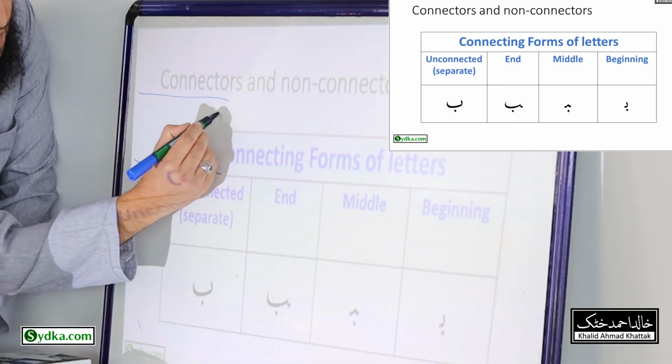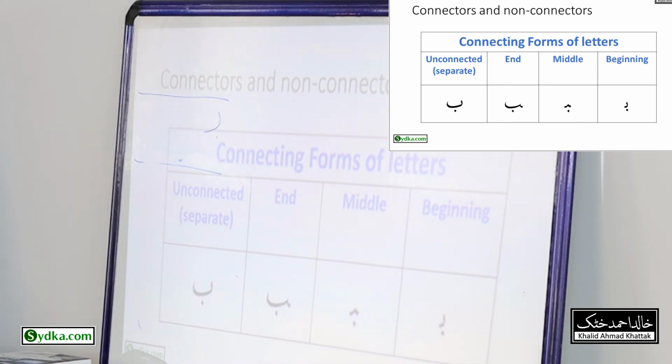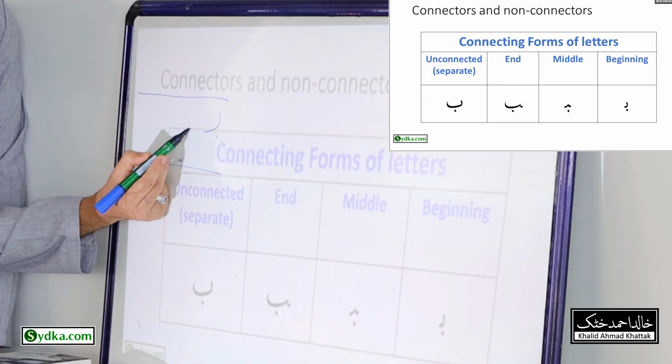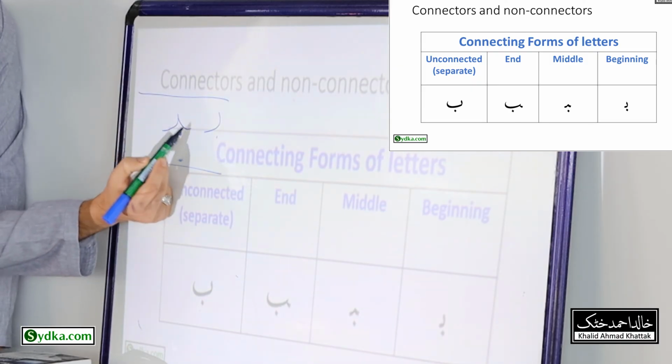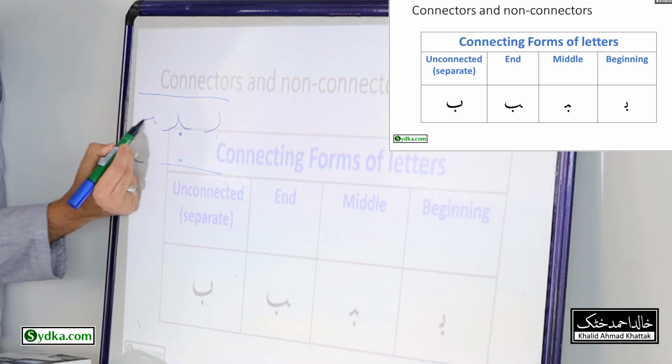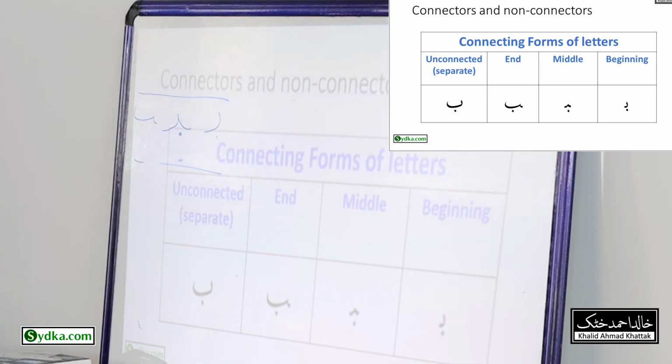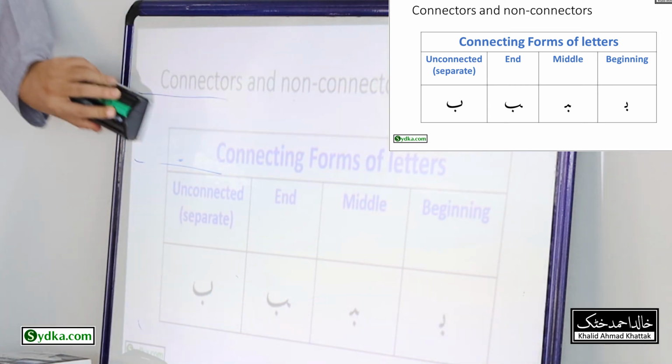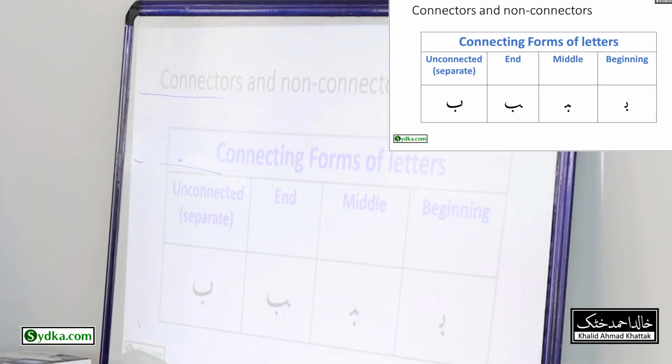In the beginning, it looks like this. Okay, that's the beginning. In the middle, it looks like this, dot underneath. So you can connect something here, something there. And at the end, it looks like this. That's the three different forms. And this is a connector or connecting letter. Any question? It's easy, isn't it?